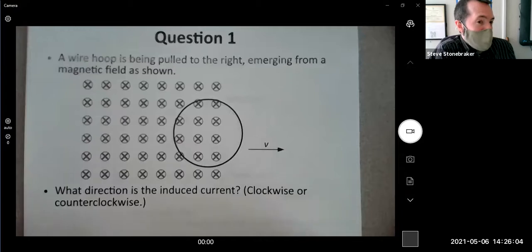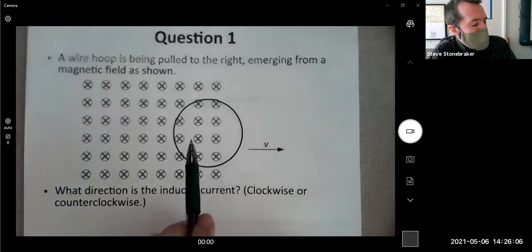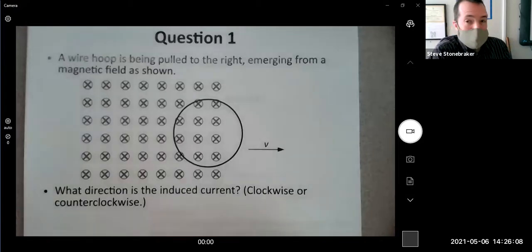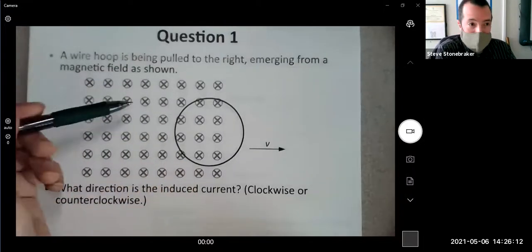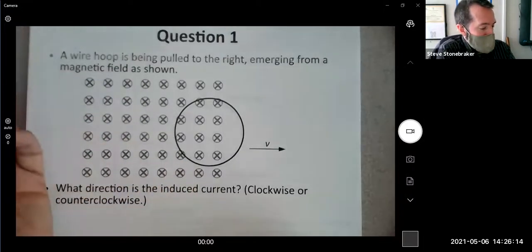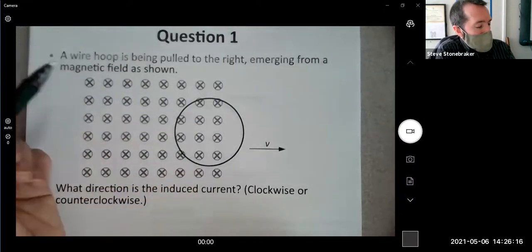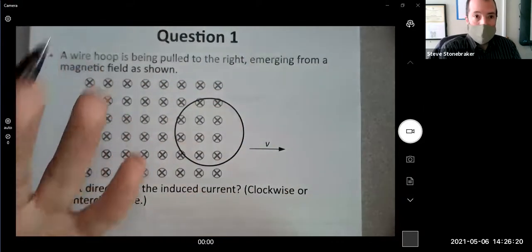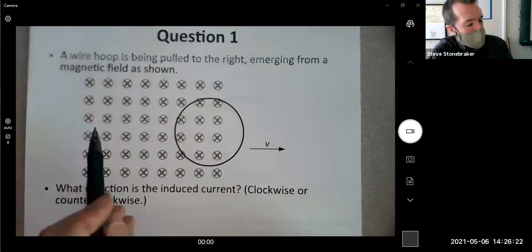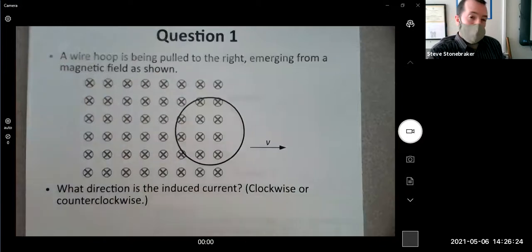All right, I'm going to talk through this one. If I use the flux approach, I know that the flux goes into the page, because there's all these X's. But while the loop is being pulled out of the field, that flux is going to be getting weaker. So since it's getting weaker, I want to try to strengthen or reinforce it. So I need to make more X's. I need to make a field that points into the page.